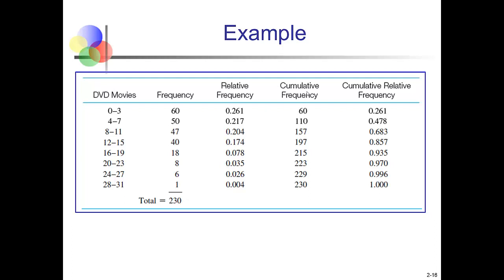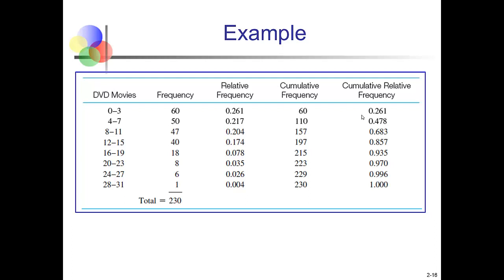Now the 2 new things, cumulative frequency. This number is going to be how many values are less than or equal to the maximum value in the class. So this class contains 60 values. It's the first class. Our cumulative frequency is 60. The next value is going to be the 50 plus 60. How many people have less than or equal to 7 movies rented? 60 plus 50 gives us the 110. And then we add the 47 and so on.